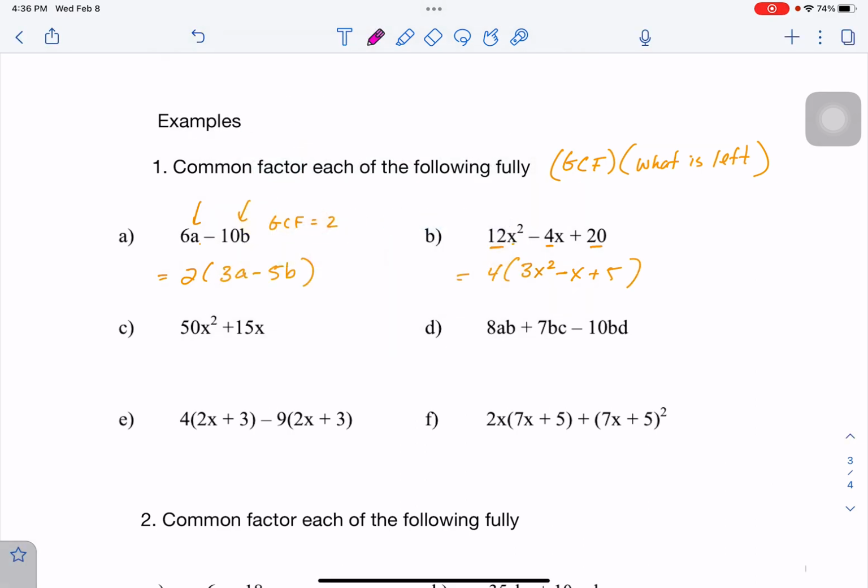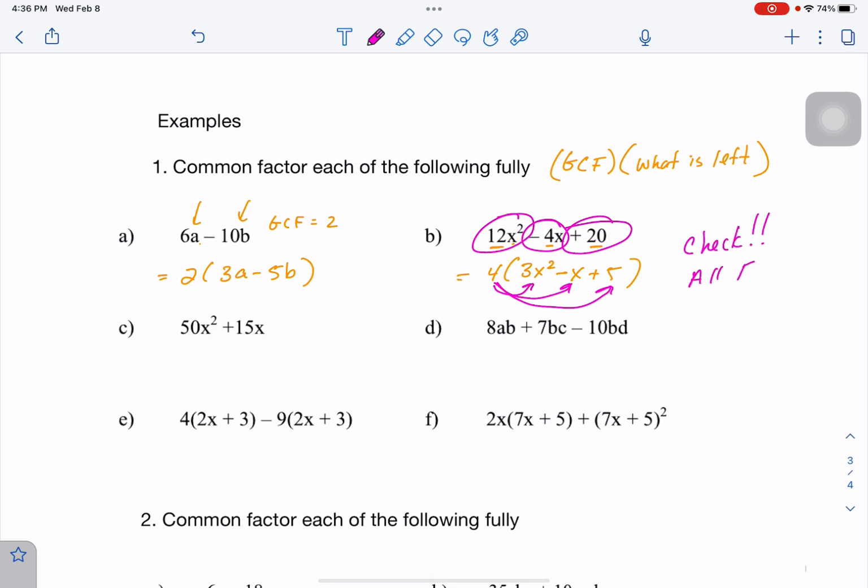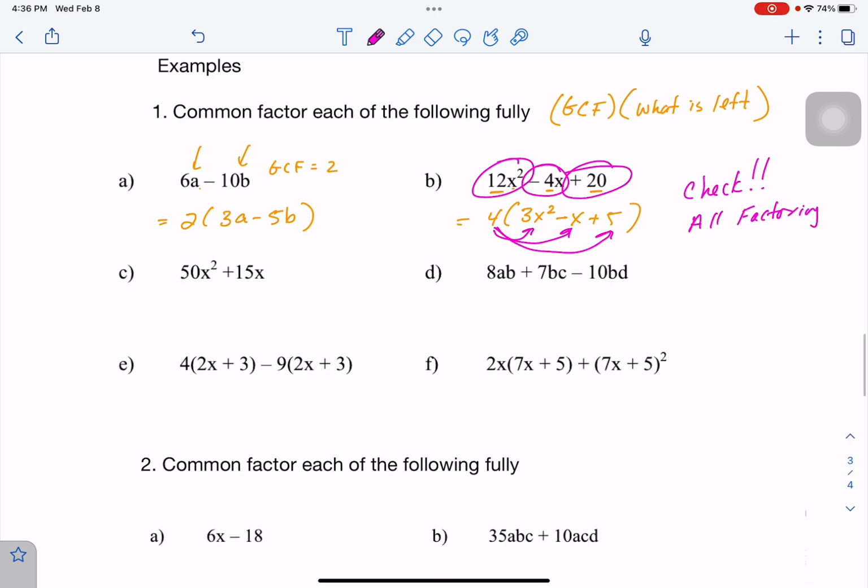And how do we do that? We go backwards. 4 times 3x squared is 12x squared. 4 times negative x is negative 4x. 4 times 5 is positive 20. So you can always check all factoring all the time. Do it in your head. You are always, always, always supposed to check. Let's look at the next one.